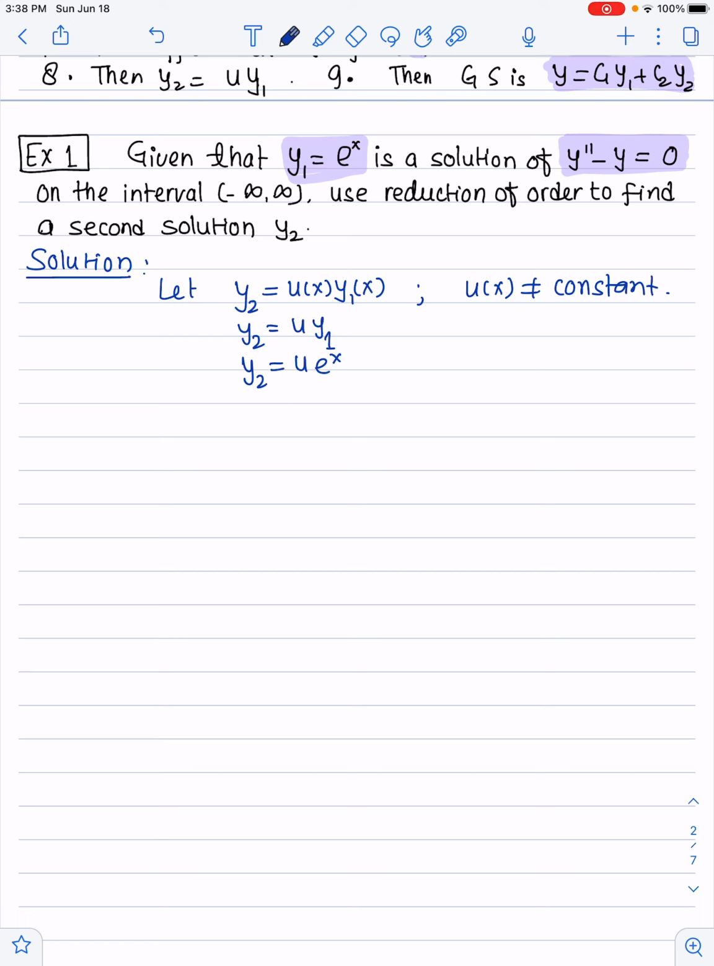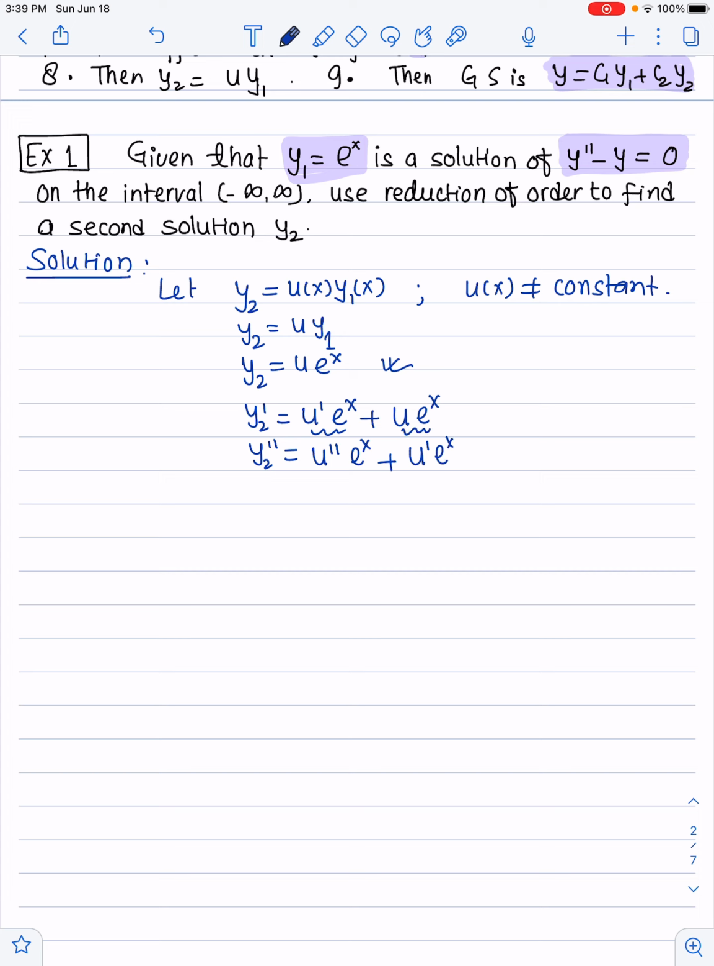This is the method. Once you plug the y1 values in here, now find y2 prime, which is u prime e to the x plus u times e to the x. That's the derivative of e to the x. And then y2 double prime, again here we need to use the product rule. So the derivative of the first, which is u double prime, and keep the second as constant, plus keep the first as constant, and the derivative of e to the x is just e to the x.